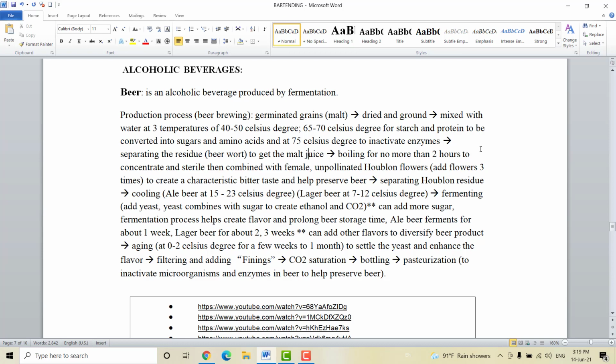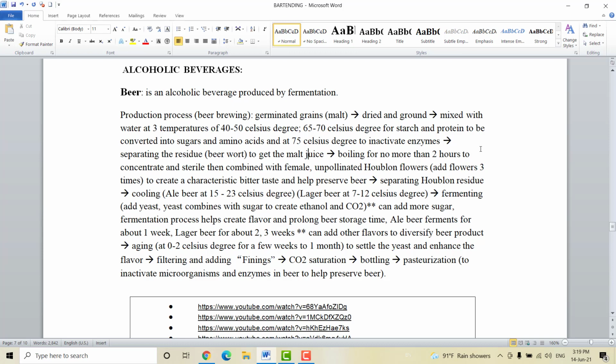Boiling for no more than 2 hours to concentrate and sterilize, then combined with female, unpollinated hop flowers, adding flowers 3 times, to create a characteristic bitter taste and help preserve beer. Separating hop residue, cooling.